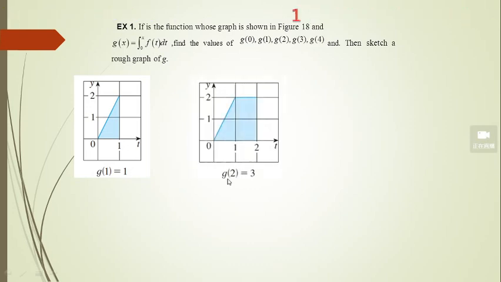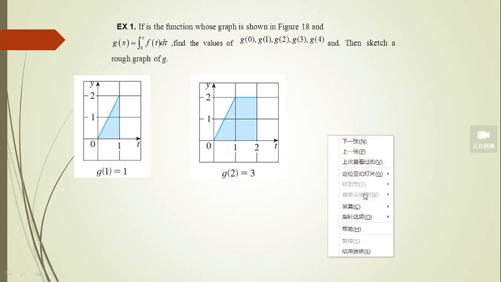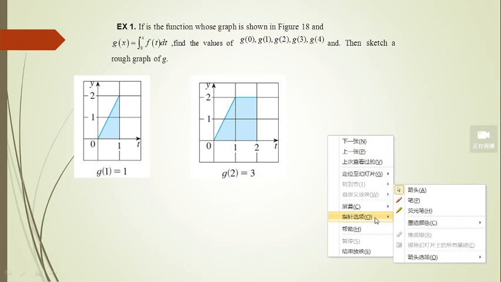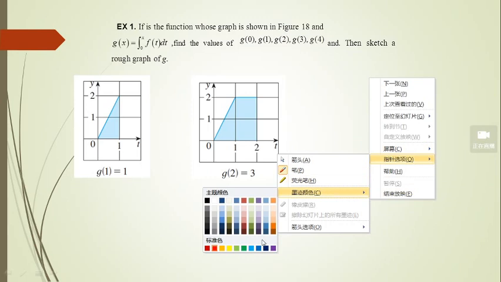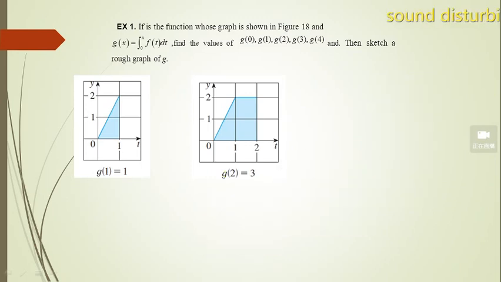Now g(2) is the definite integral from 0 to 2 of f(t) dt, under the curve from 0 to 2. The first one, the triangle, is 1. The second rectangle, the area is 2. Of course, then it's 3. Actually, you can also understand this one as the accumulated area.